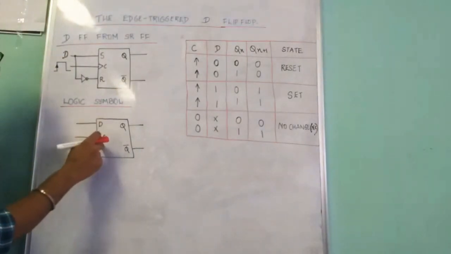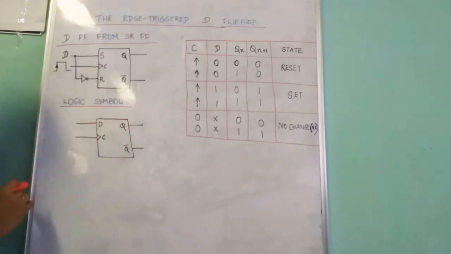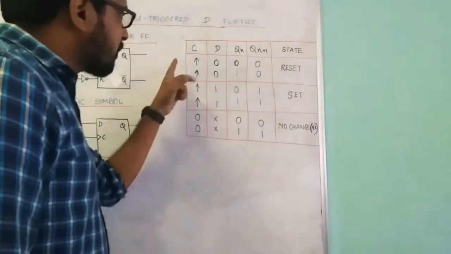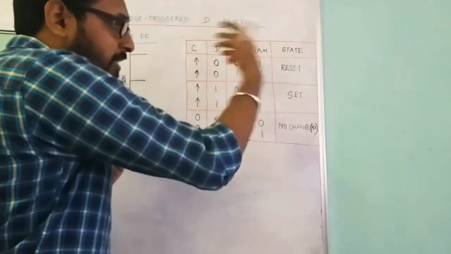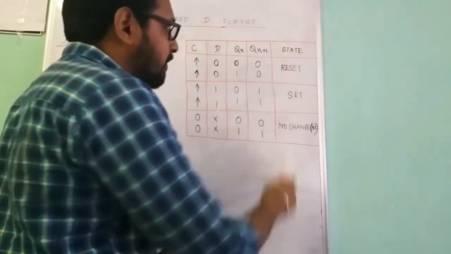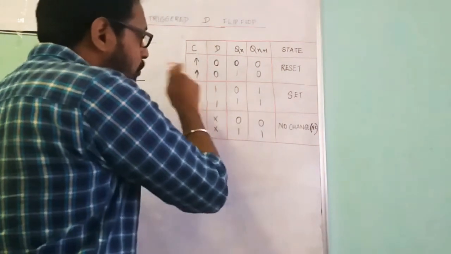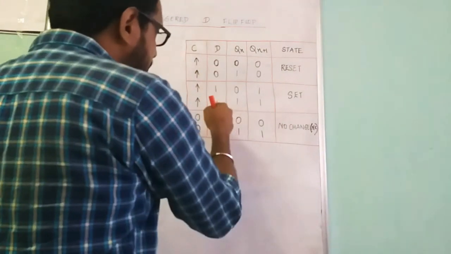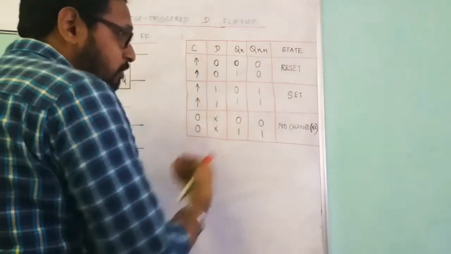In order to show it is positive edge triggered, just draw that triangle clock signal, and also D, and we have Q and Q bar. About the truth table, there will be two conditions. When the value of D is 0, whatever be the present state value, it should be converted to 0, that is the reset condition. Also check it's edge triggered, so the clock signal must be positive, that is an arrow pointing upward.